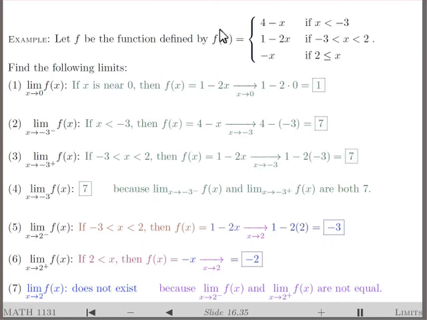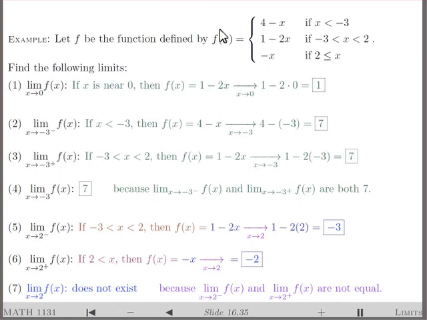Of course, we could have also done this problem by doing the graph first. If we did the graph, basically what we are checking is trying to see if the different pieces come together at negative 3 and if they come together at 2. At negative 3 they do, because the piece on the left ends at (negative 3, 7), and so does the piece on the right. But at 2 there is a break, because the piece to the left of 2, the piece from negative 3 to 2, ends at (2, negative 3), but the piece from 2 to infinity ends at (2, negative 2), which are different points.